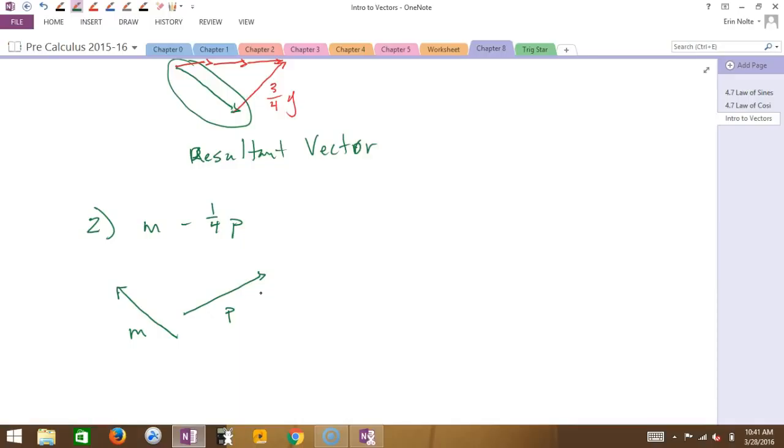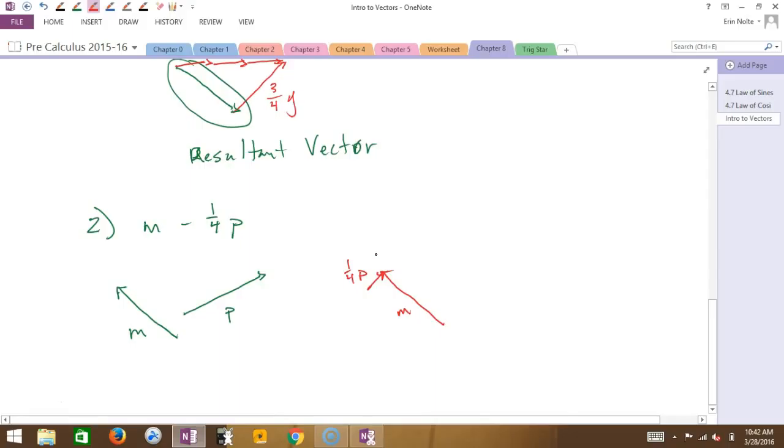Okay, so how do I draw this? I start with what? With my m. So my m is just m, so I'm just going to draw an m. Okay, so there's m. And then since I'm minusing, what am I going to do? Tip to tip. And how much of p am I going to draw? Just 1/4. So just a little bit of p. So like that much is p. So that's going to be 1/4 of p.